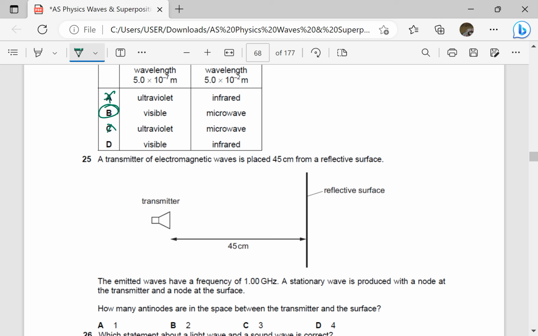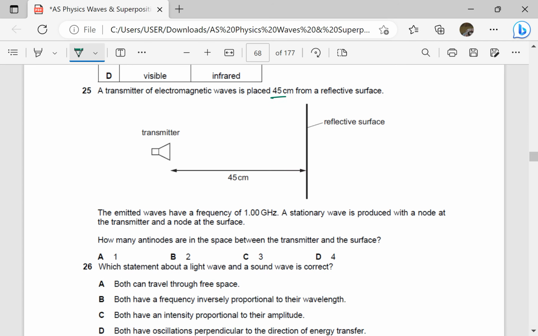A transmitter of electromagnetic waves is placed 45 centimeters from a reflective surface. The emitted waves have a frequency of 1 gigahertz. A stationary wave is produced with a node at the transmitter and a node at the surface. How many antinodes are in the space between the transmitter and the surface?